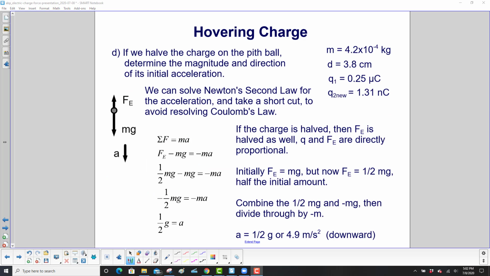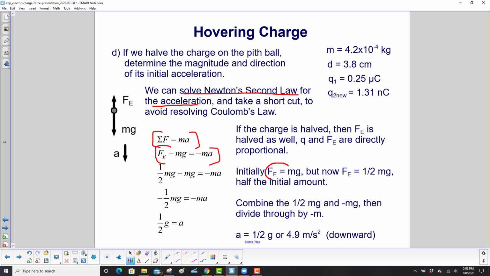Now here's where it's important to understand the physics and the equations you're working with. We don't want to do Coulomb's law again and calculate kqq over r squared. So we're going to solve Newton's second law for the acceleration and take a shortcut so we can avoid Coulomb's law. Well, we had this on the previous slide. Okay? Now we halved the charge. That means that the electric force is halved as well, because Q and the electric force are directly proportional.